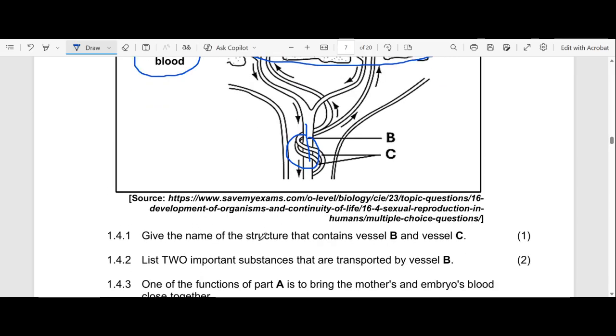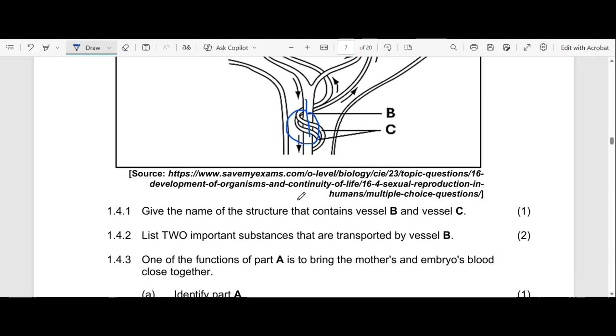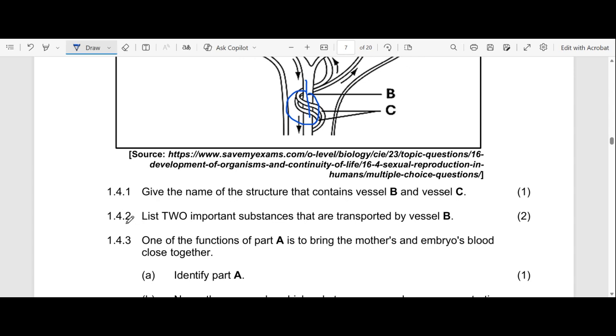1.4.1. Give the name of the structure that contains blood vessel B and vessel C. So our answer here is the umbilical cord, right? So let's go to 1.4.2. 1.4.2 reads as follows: list two important substances that are transported by vessel B.